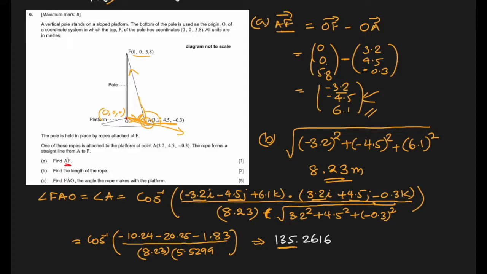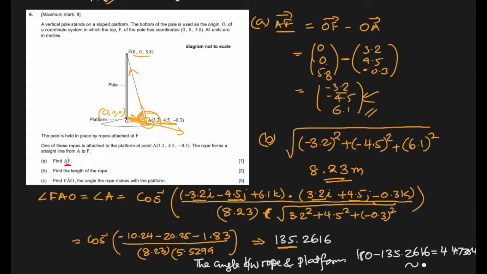So this is the angle we got. And we are not interested in this tail to tail angle. We are interested in the angle which they are making here. So to find the other actual angle, we write the angle between rope and platform. It will be 180 minus 135.2616, which is 44.7384. So rounded off to 44.7 degrees. This will be the required angle.